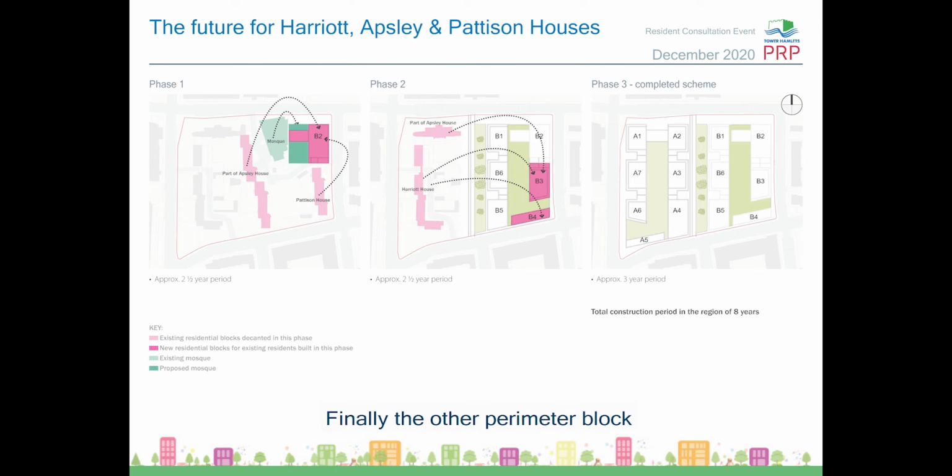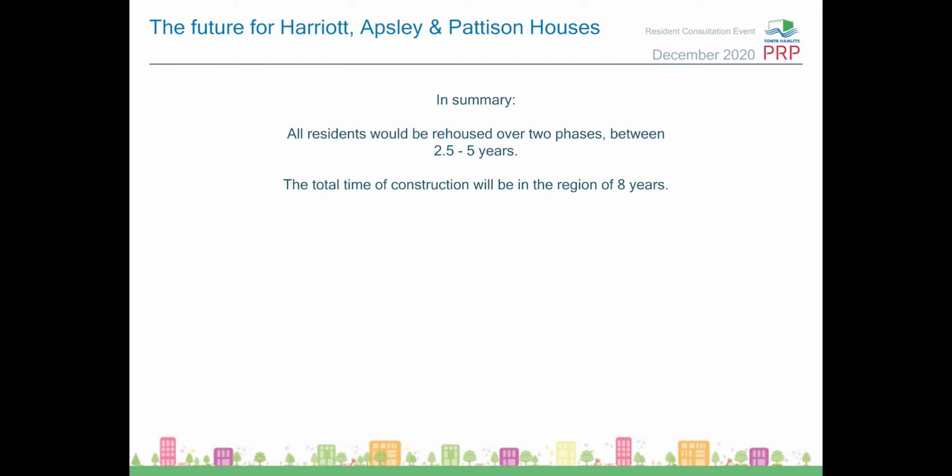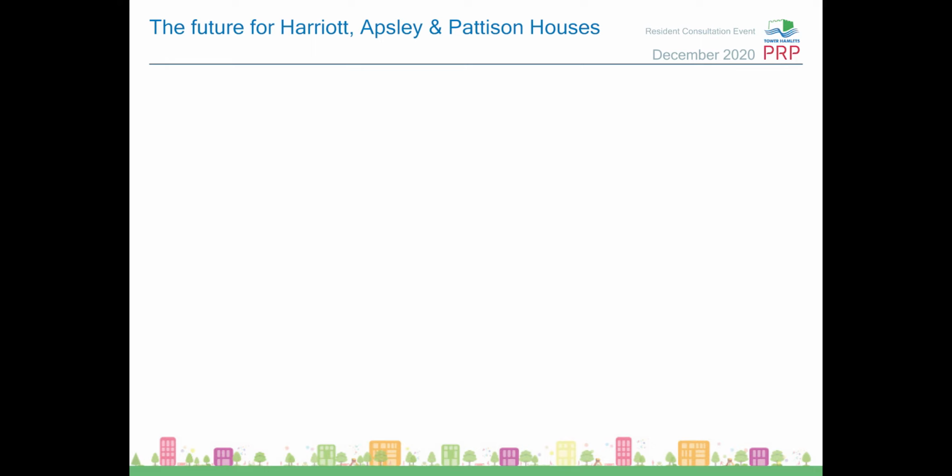Finally, the other perimeter block will be constructed completely in the final phase. This could take 3 years. In summary, all residents would be rehoused over 2 phases between 2.5 to 5 years. The total time of construction will be in the region of 8 years. The height of the taller building will be 10 storeys. This is 1 storey taller than the pre-ballot scheme due to the established rehousing needs for residents in Pattison House. Here we need to provide more homes than existing.